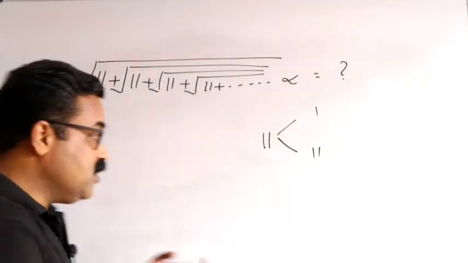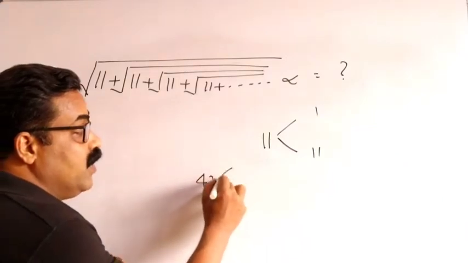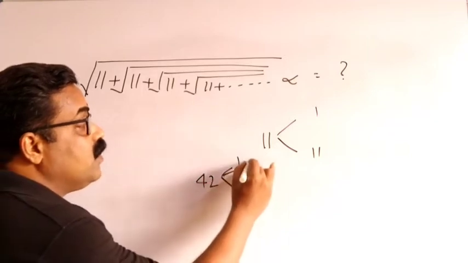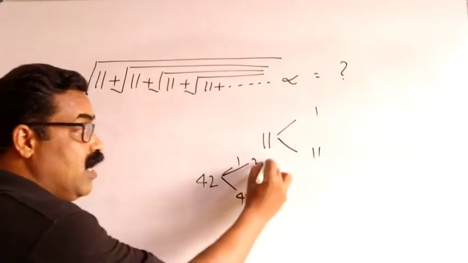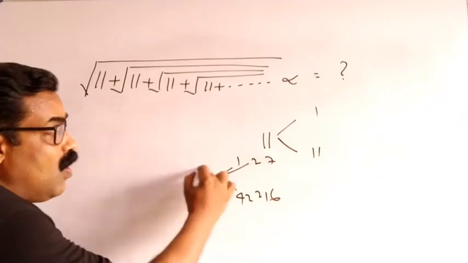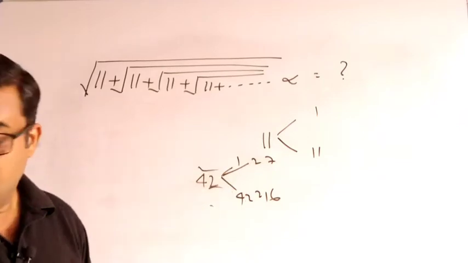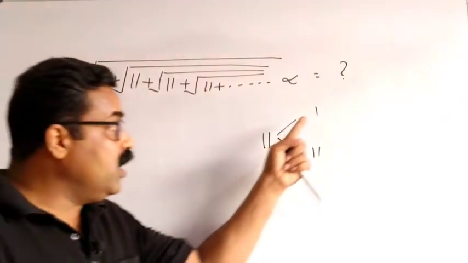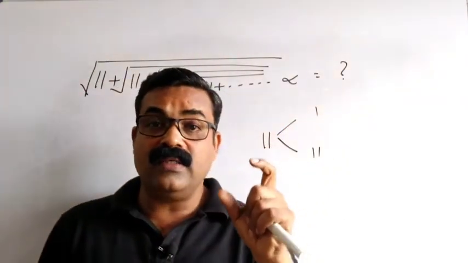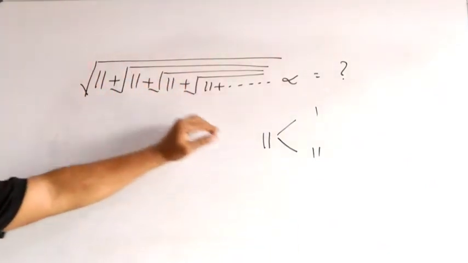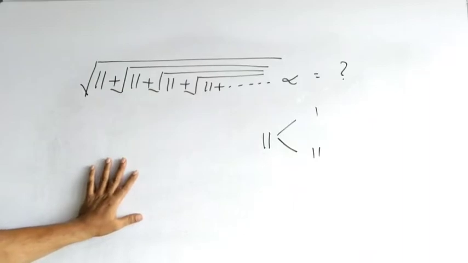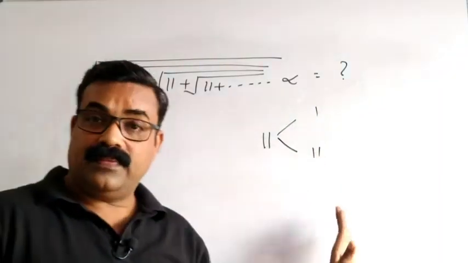Understand very clearly, students. When we have the number 42, 1 and 42 are factors, then 2 and 21 are factors, then 7 and 6 are factors. All these are factors of 42. Whereas when we have the number 11, we have only two factors, 1 and 11. If I take 1 and 11 here, the difference of 1 and 11 is not equal to 1.